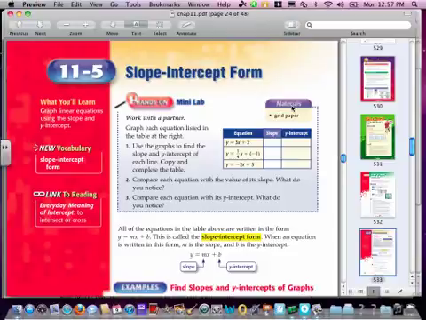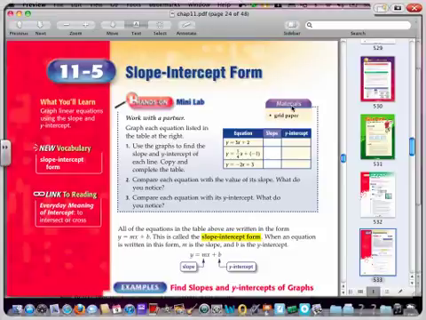Welcome to section 11.5. We're going to talk about slope-intercept forms. So we're going to talk about a particular way that we can write things to help us plot graphs and so on. The first thing, there's not a lot of vocab. Here's our one vocab word, slope-intercept form.